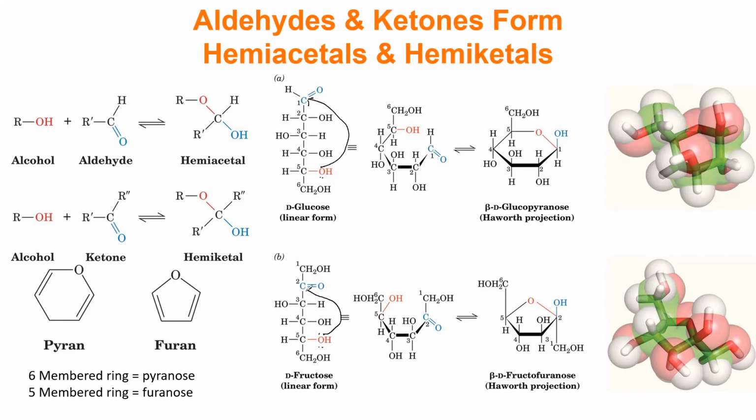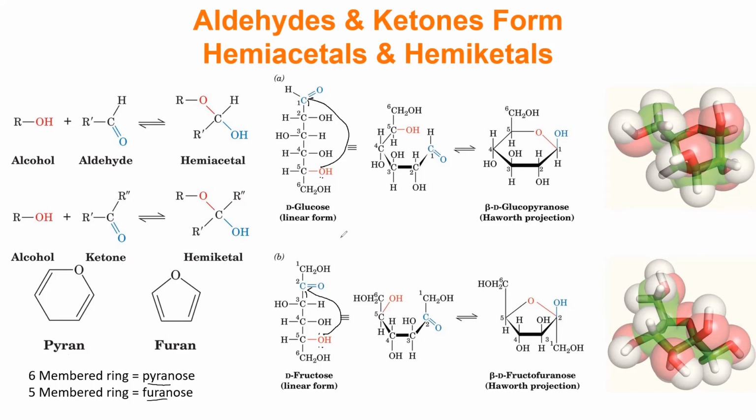It's always going to be the same, where that last chiral carbon's oxygen is going to attack the carbonyl carbon. Generally, you're either going to be making a 6-membered ring or a 5-membered ring. A 6-membered ring is a pyranose. A 5-membered ring is a furanose.